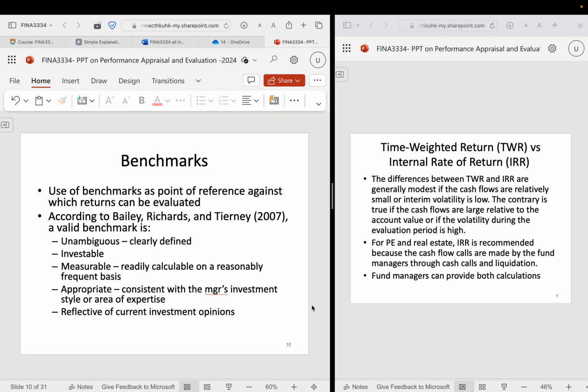That's why, according to Bailey, Richards, and Tierney, a long time ago in 2007, they tried to identify what a valid benchmark is. How do we use a benchmark? These are the criteria to determine which is a good benchmark or a bad benchmark. Say for example, earlier I said that when you invest in Hong Kong stocks, do you think you should use the S&P as a benchmark? No. If you invest in Hong Kong stocks, you should use the Hang Seng Index, because you compare apple with apple.